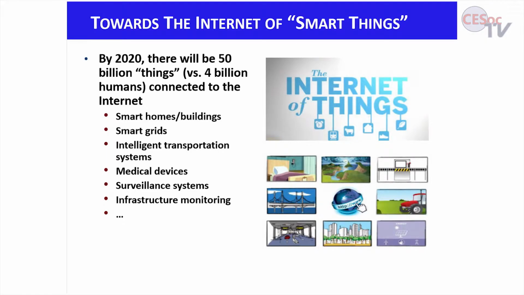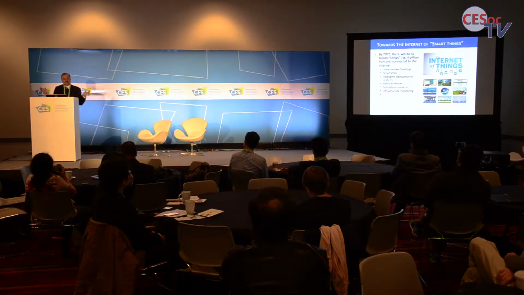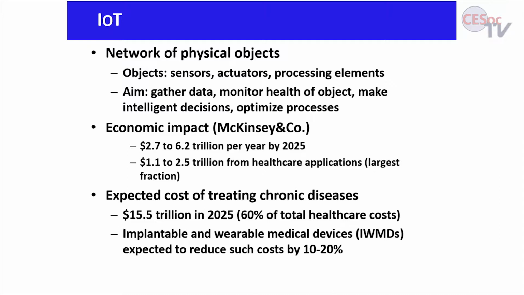And the net effect of this is just making different applications smart. So homes and buildings and grids and transportation and medical devices, surveillance, everything is becoming smart. In this talk, we'll just talk about smart healthcare, but a lot of the techniques that we talk about are actually more broadly applicable. So what is IoT? It's basically a collection of sensors, actuators, processing elements. You collect data, you distill intelligence from the data, you take some decisions based on that data.